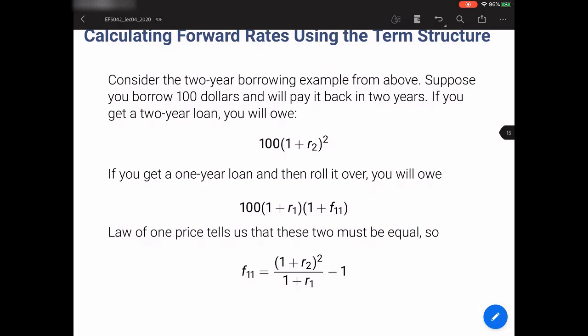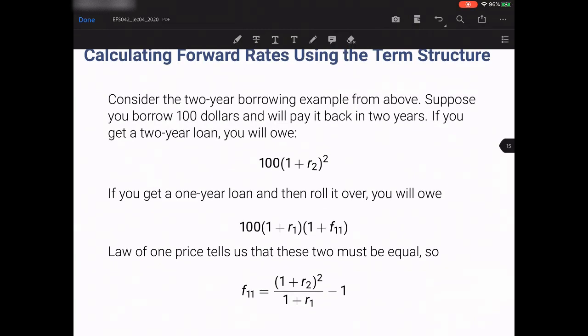Alternatively, you could also borrow for 1 year and then roll over for another year after 1 year has occurred. Okay, so that's 100 times (1 plus R1) times (1 plus F1,1). And given the law of one price, given identical future cash flows, the prices should be the same. And we can set these two equations equal to each other and then solve for F1.